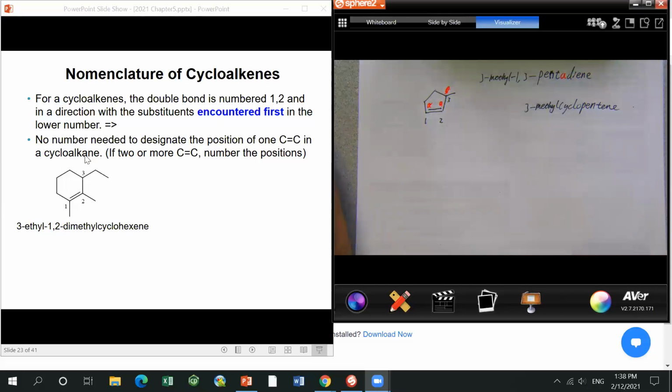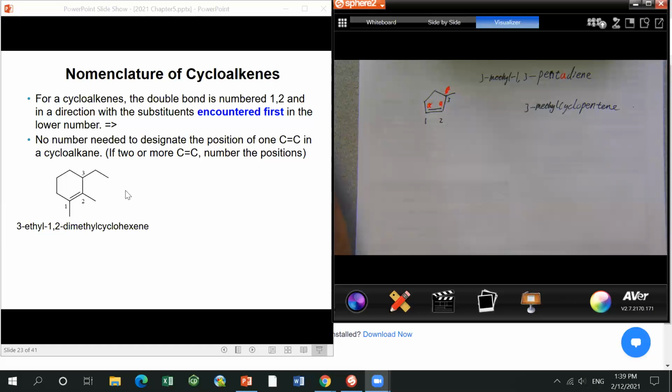Here's another example with more than one substituent. There are three substituents on the ring, and also one double bond. You want to give the lowest set of numbers. In this case we number 1, 2, 3 going in this direction. If we go counterclockwise, the substituent group will be on the 4th or 5th carbon, which is a bigger number.